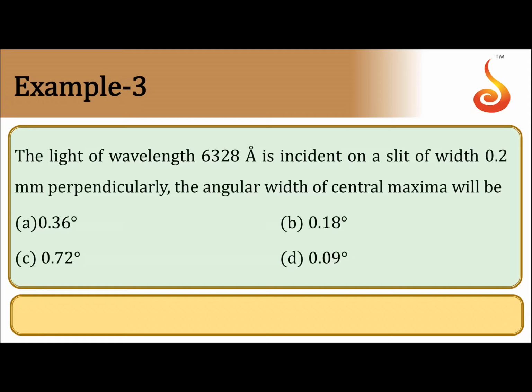So here the angular half width of the central maxima is given by sin theta equal to lambda by a. So this implies that for very small values of theta, sin theta can be approximated as theta. So this gives us theta is approximately equal to lambda by a.